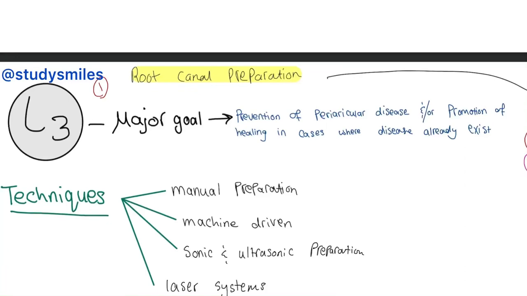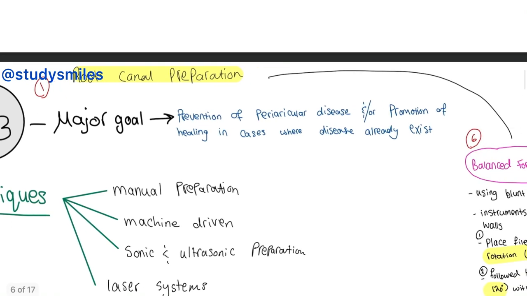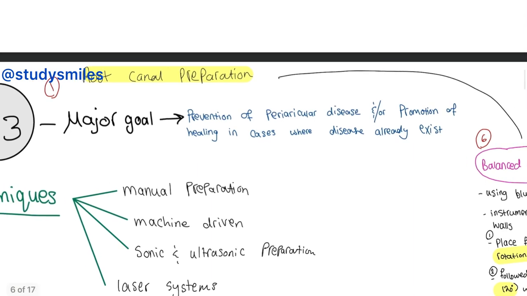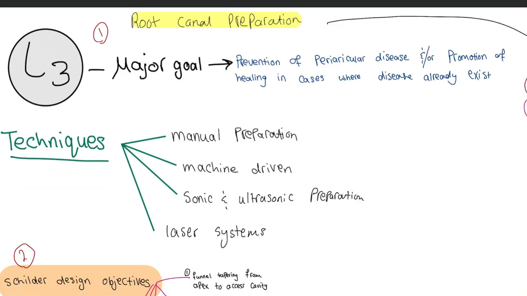Okay, now we want to talk about root canal preparation. Our major goal is the prevention of periradicular disease and/or promotion of healing in cases where disease already exists. So we don't want the periradicular disease to extend further. So what are the major techniques?